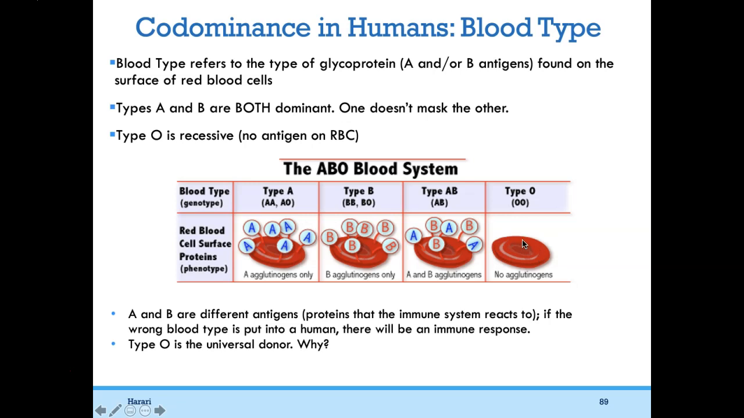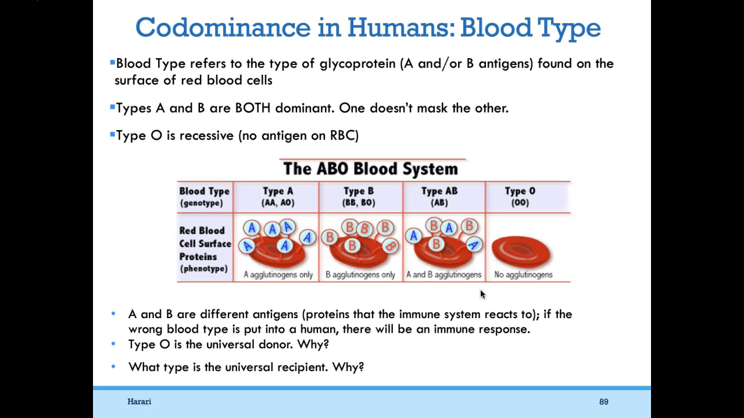O doesn't have any antigens on it. So I could put that in my type A blood, and my immune system has nothing to attack. There's nothing on this red blood cell at all. It's just a blank red blood cell, type O. So that's why type O is the universal donor. Type O can be given to anybody because the immune system won't react to an empty blood cell.